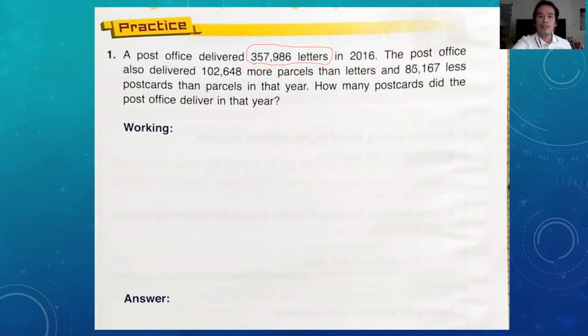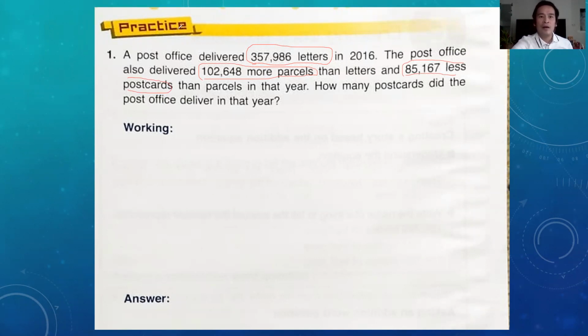The post office also delivered 102,648 more parcels than letters and 85,167 less postcards. Okay, so we have then parcels. So we have 3 things here that the post office is going to deliver.